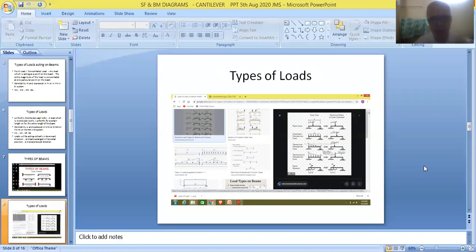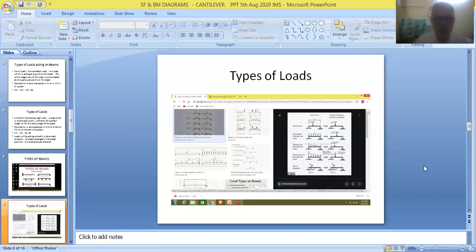Proper indication of loads acting on beams is also very important while preparing loading diagrams. So friends, they are called loading diagrams. These will be given in the examinations. And using these diagrams, we have to prepare equations and make calculations, and with the results, we have to construct shear force and bending moment diagrams.